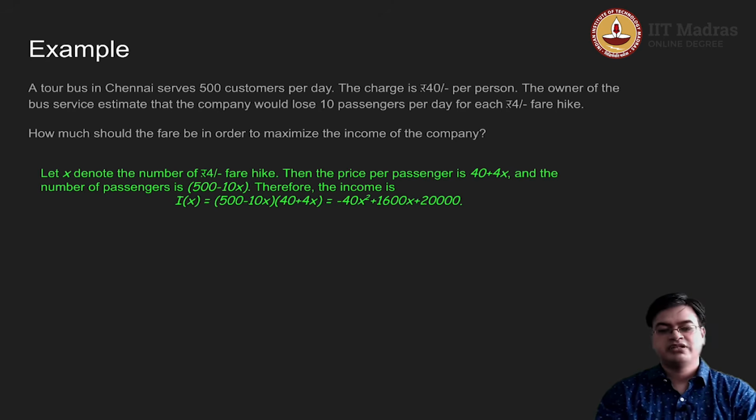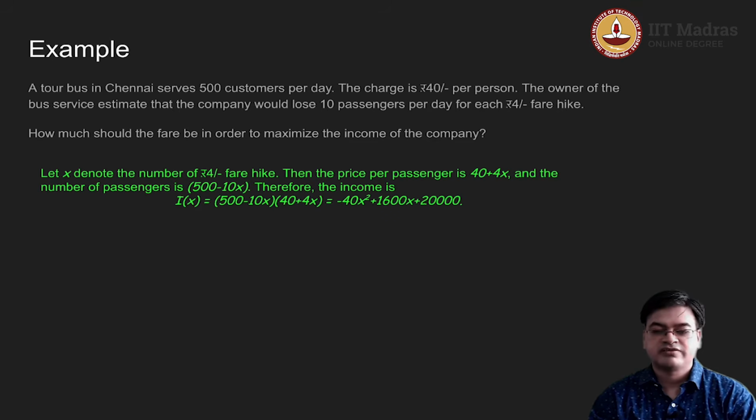If you open the brackets and multiply them, then you will get the expression to be minus 40x square plus 1600x plus 20,000. This is the income.